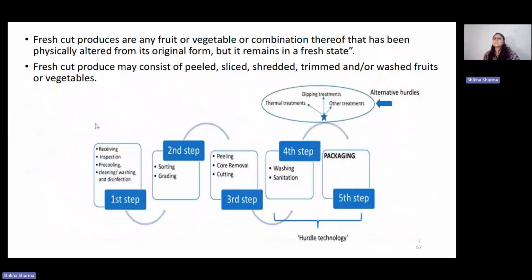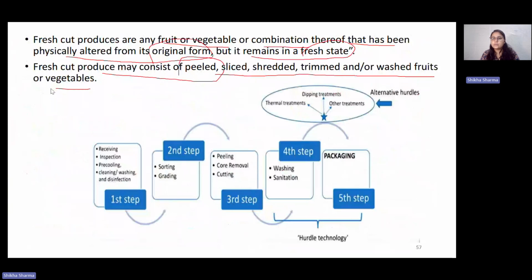Okay, now let's discuss the fresh cut produce, which is the last topic. So fresh cut produce is any fruits or vegetables or combinations that have been physically altered from their original form, but remain in a fresh state. So fresh cut produce may consist of peeled, sliced, shredded or trimmed or washed fruits and vegetables.